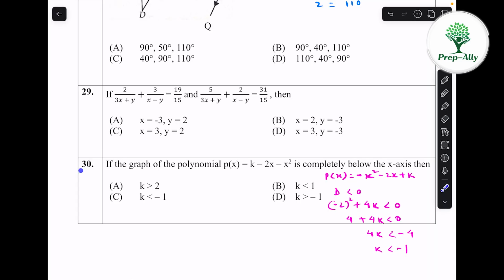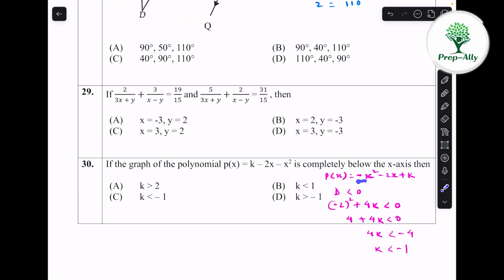Let's see how to solve this question. The question is: what if the graph of the polynomial is completely below the x-axis? First of all, I'm writing it like this. Here the coefficient of x square is negative, right? That means the graph will be a downward parabola. And the graph is completely below the x-axis, right?